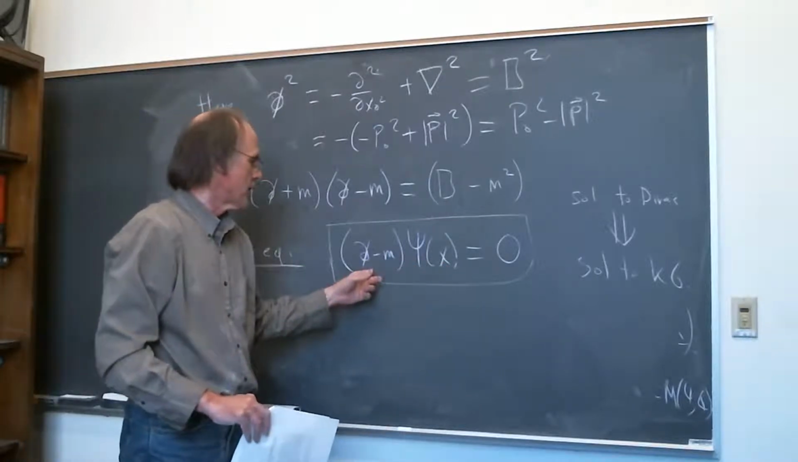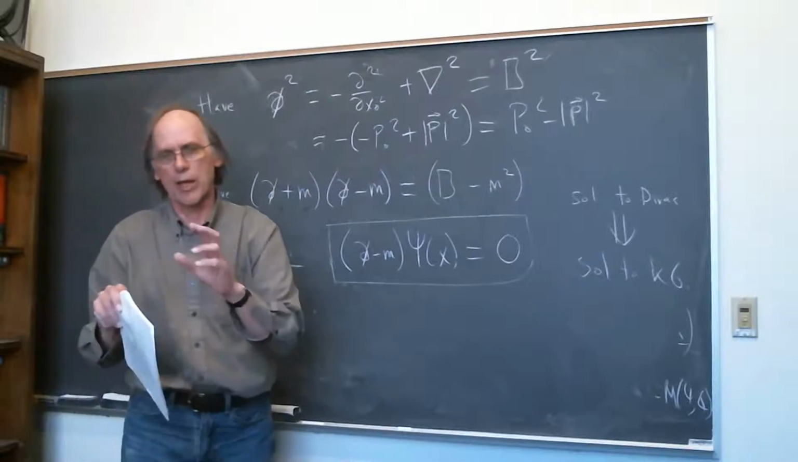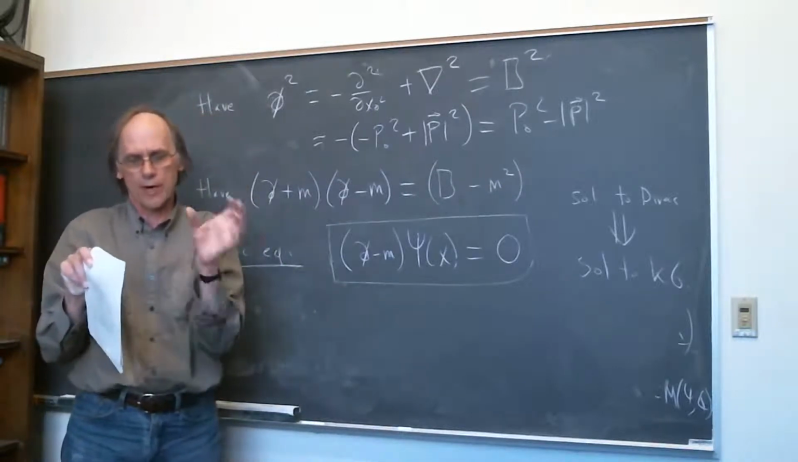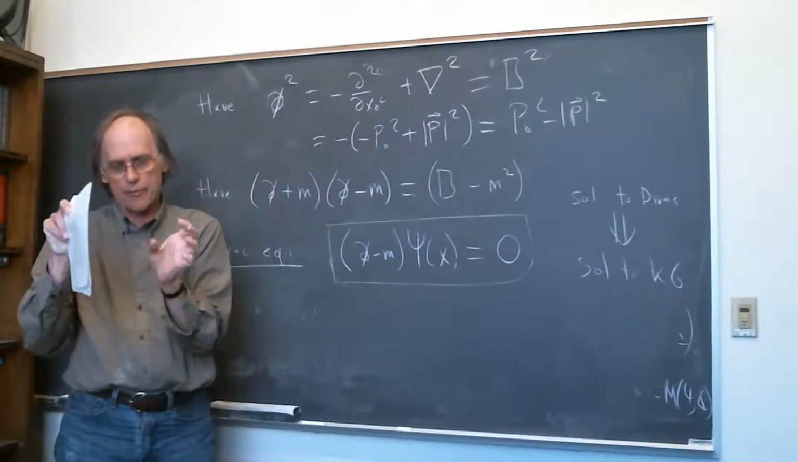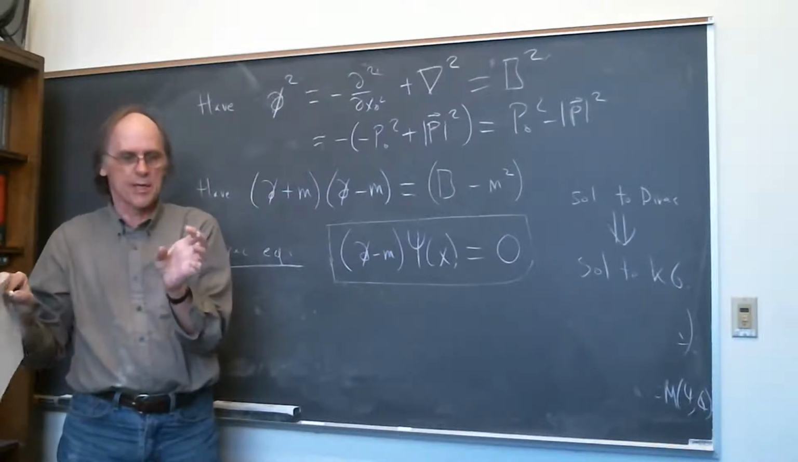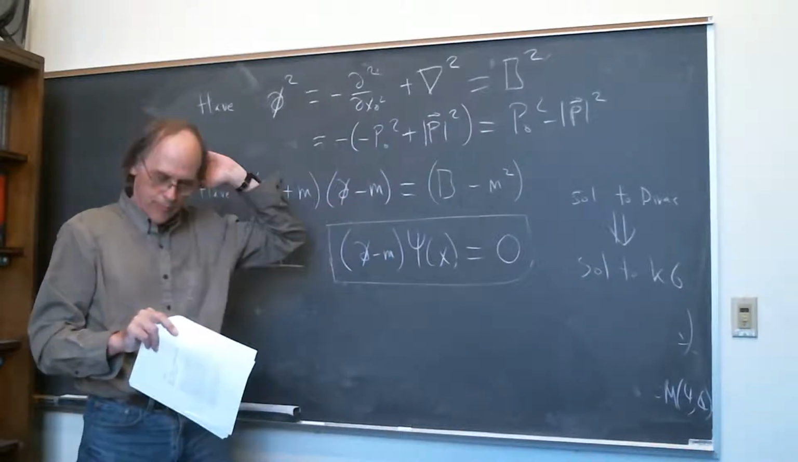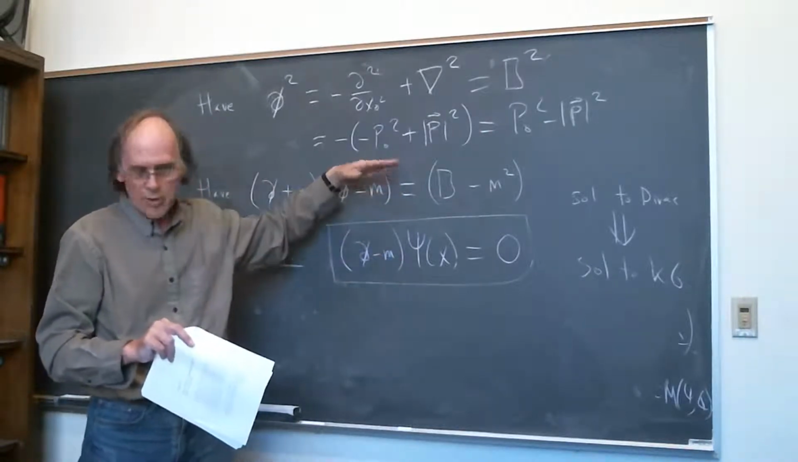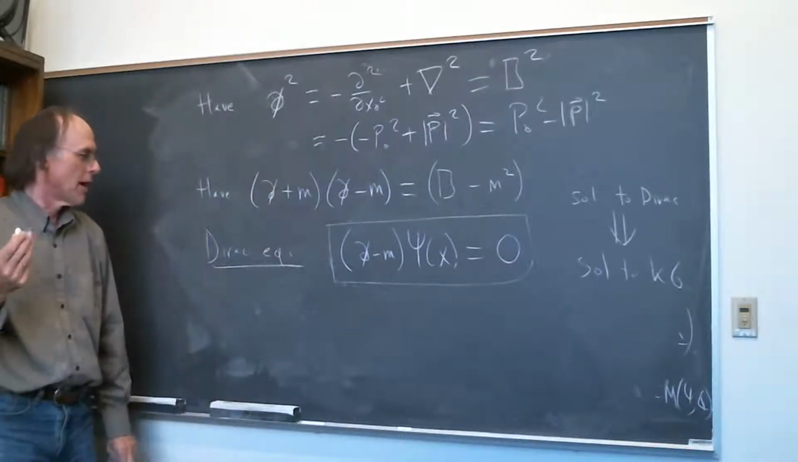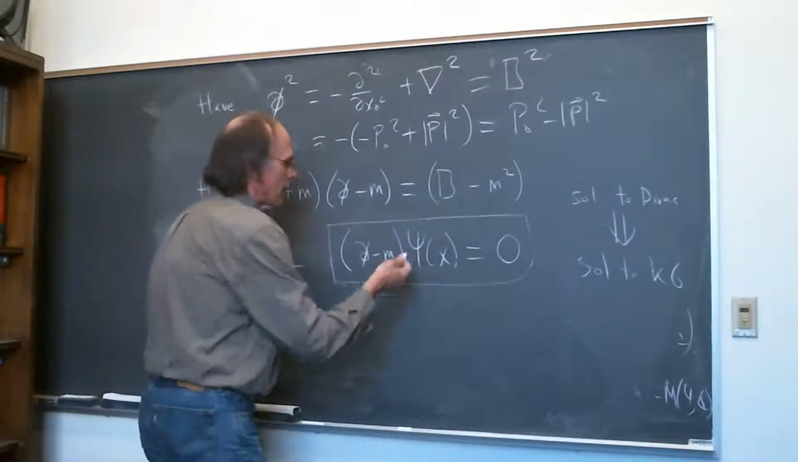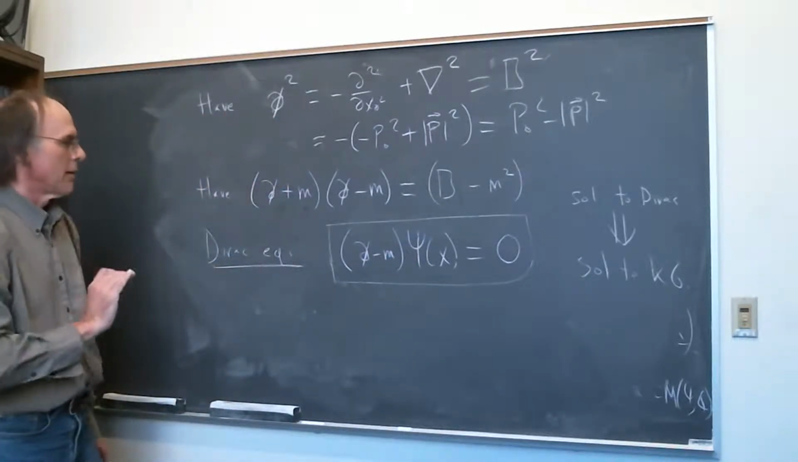So if you can find solutions to this, it's a little bit like what happened in the Pauli-Schrödinger case. If you could find solutions to sigma dot p psi equal to 0, you can also use them to get solutions of the Schrödinger equation. Anyway, let me just say this.